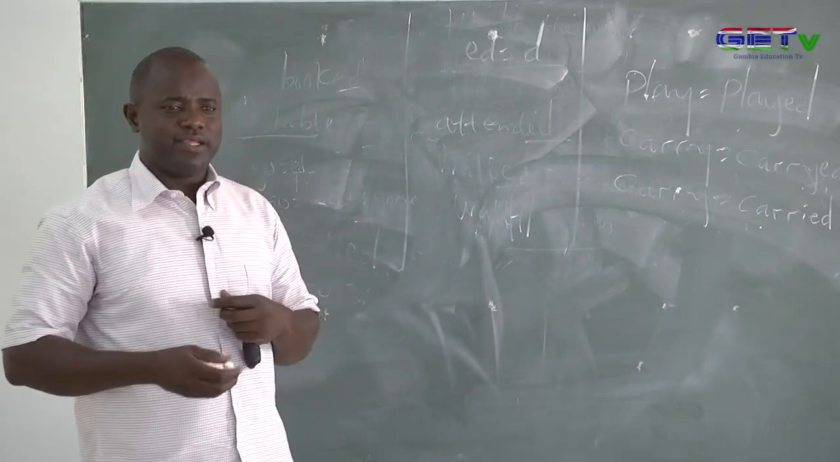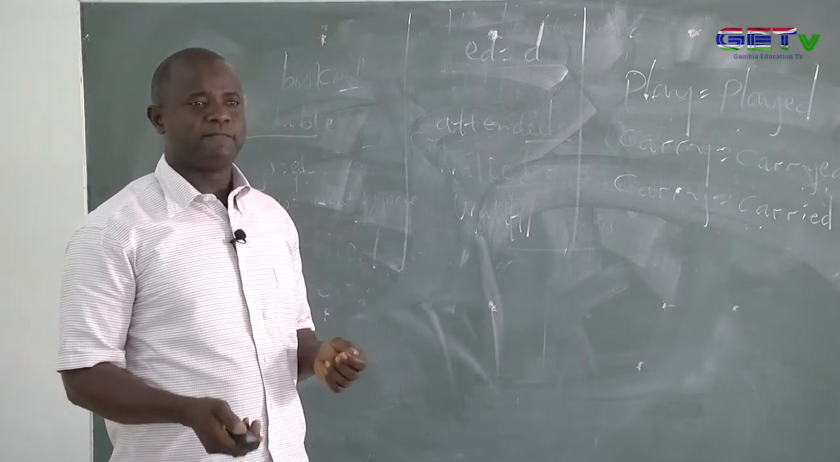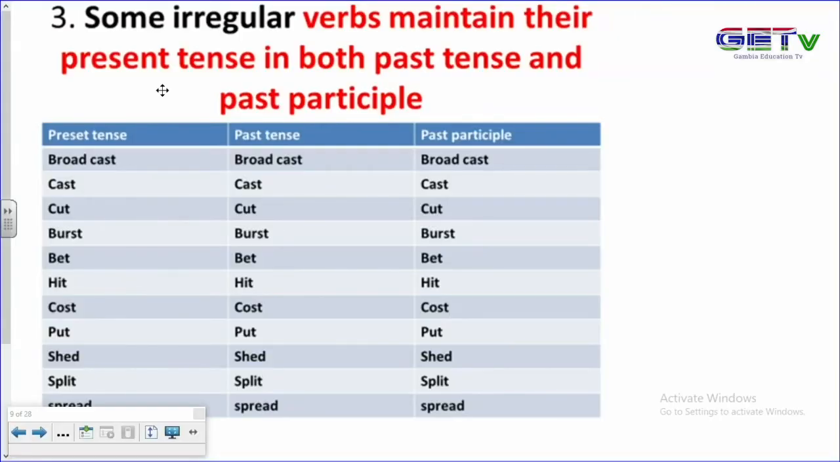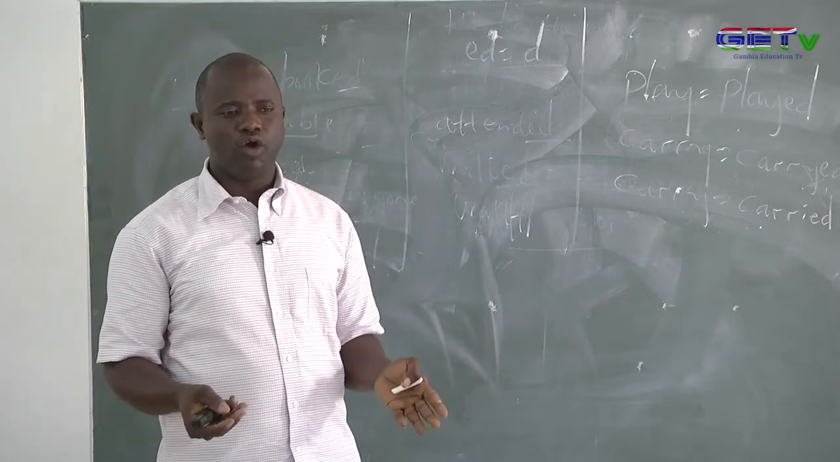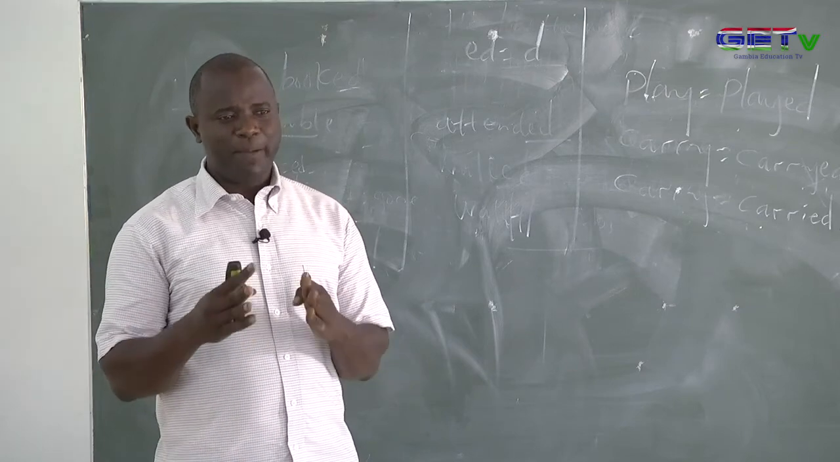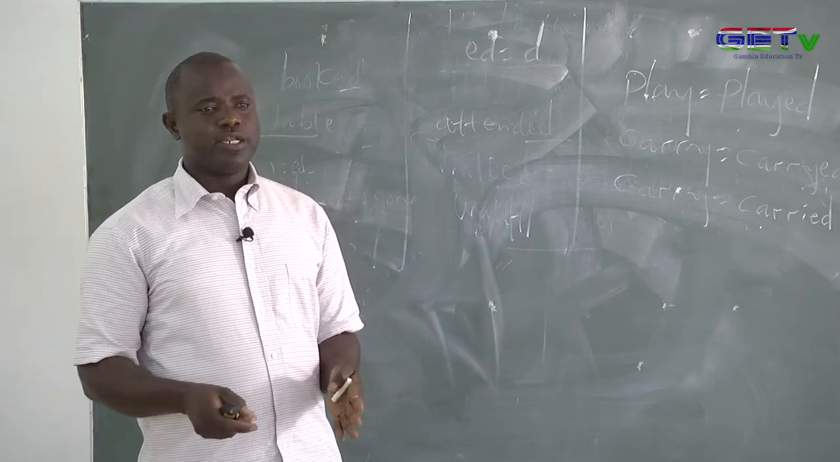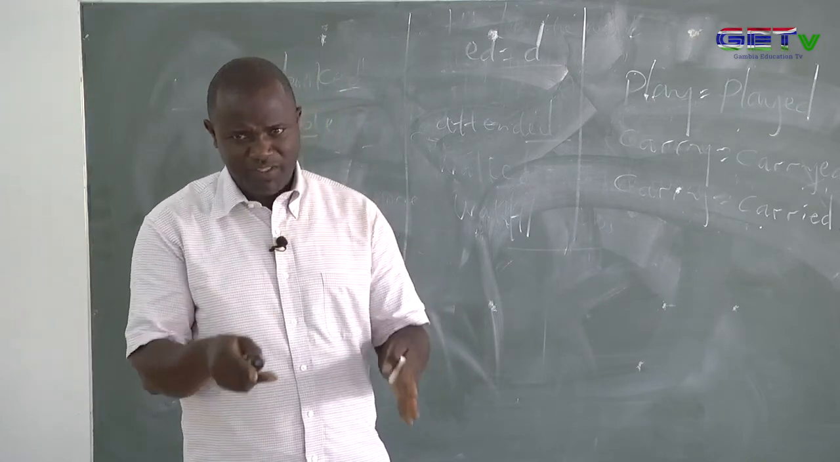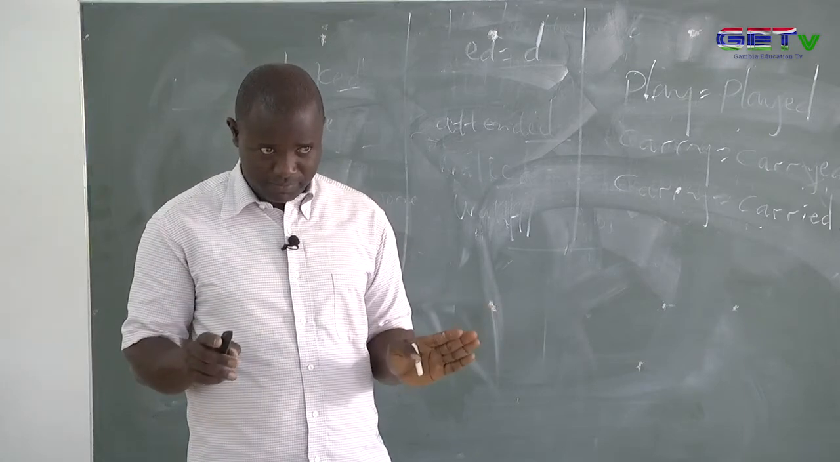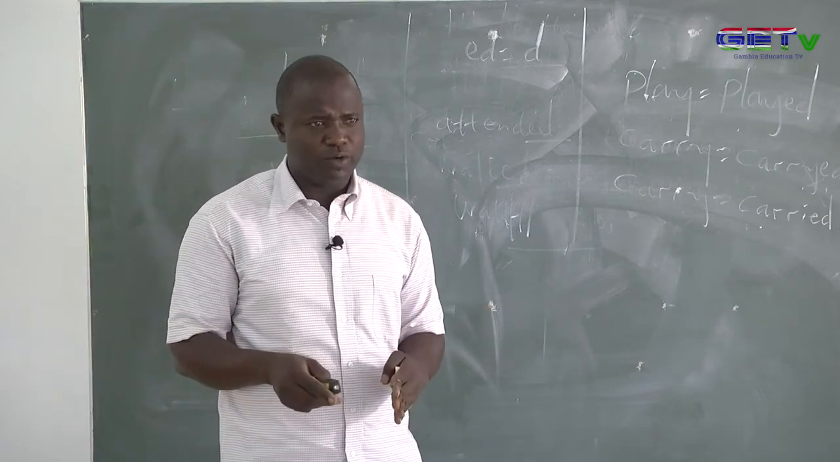Good. We look at this. Some irregular verbs maintain their present tense form in both past tense and past participle. This means that you have some irregular verbs that don't change. They don't take the inflection -ed or any other form to show their past tense and past participle. So these irregular verbs, their present tense, past tense and past participles are the same. Nothing changes. Let's look at this example.